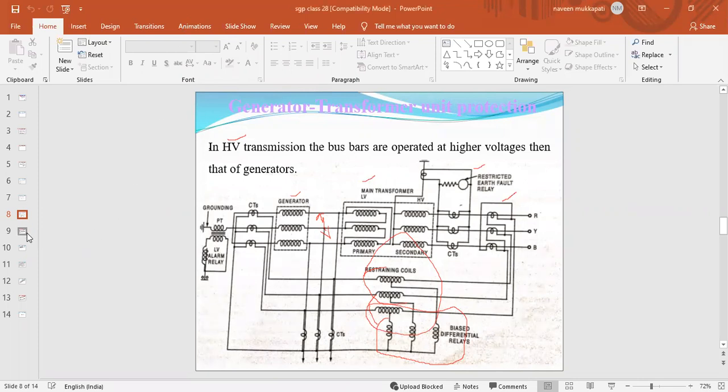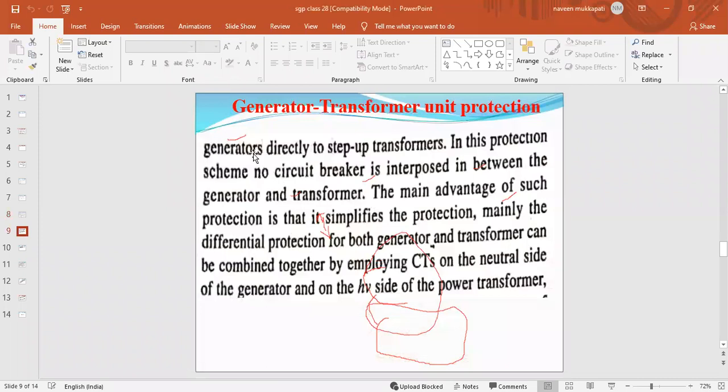Okay, this is one of the basic connection diagrams for the generator and the transformers. In that, the generator is directly connected to a step up transformer. In this protection scheme, no circuit breaker is interposed in between the generator and the transformer.